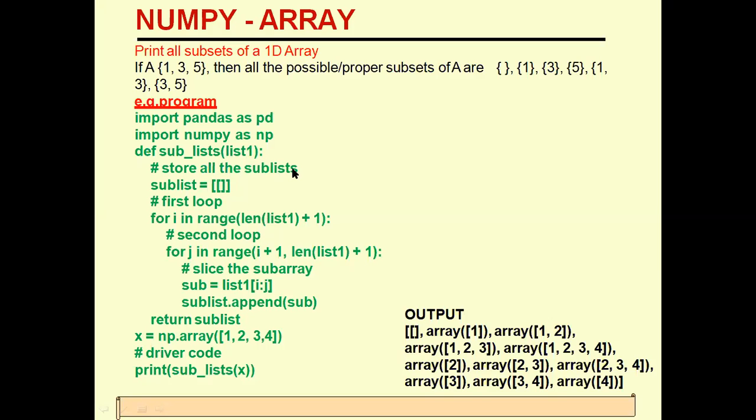Store all the subsets. Second, sublist. sublist is a variable which is made empty, because there are one list, two lists, three lists; these sublists are given. That's why two times square bracket is given. A set within a set means one set is already given, and inside of that another set is given in an array.